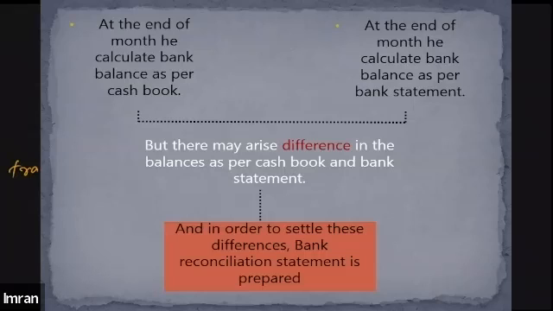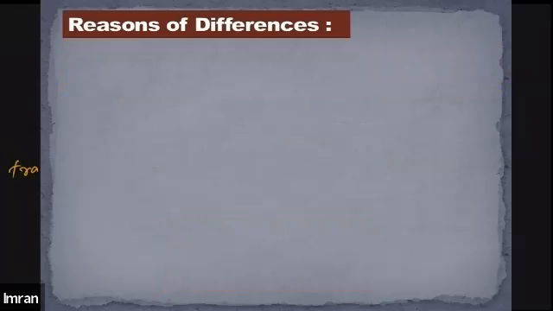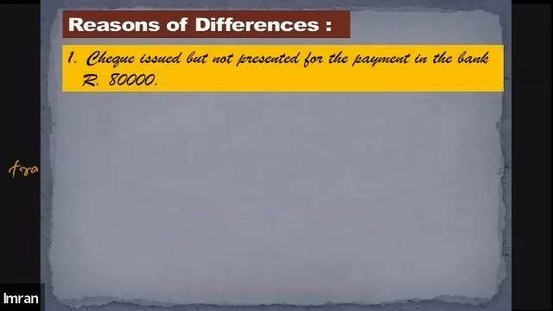Okay, all right, then moving on to the next point, let's take a few examples to understand how a difference may actually arise at the end of the month. Let's understand this through the following examples. Let's suppose there was a check issued by the business but not presented for payment in the bank, and the amount of the check was rupees 80,000. Now, let's suppose we have issued this check to our supplier.